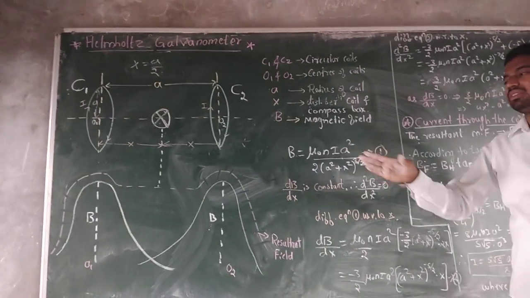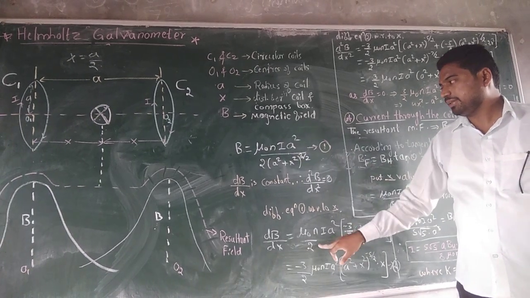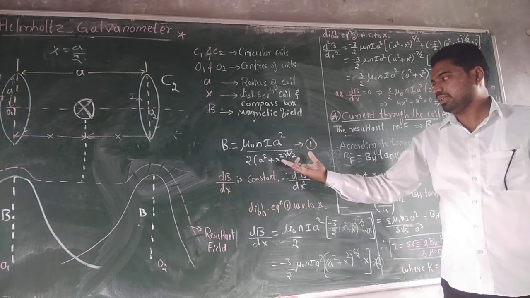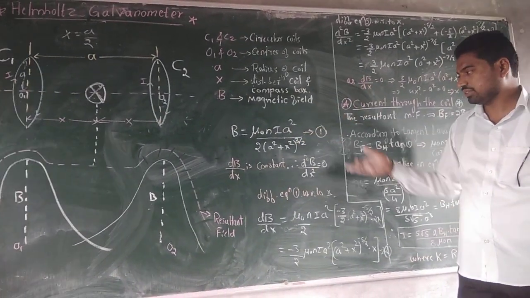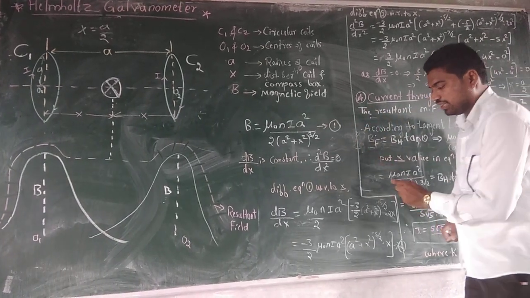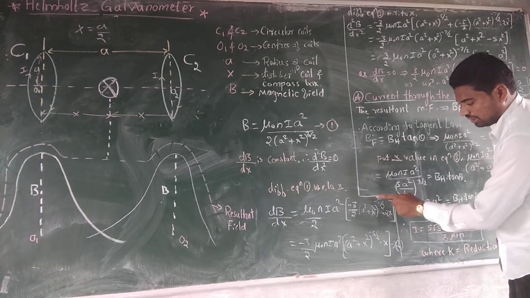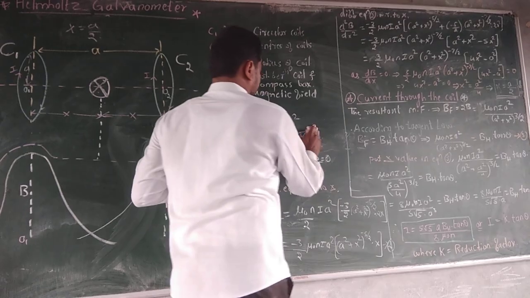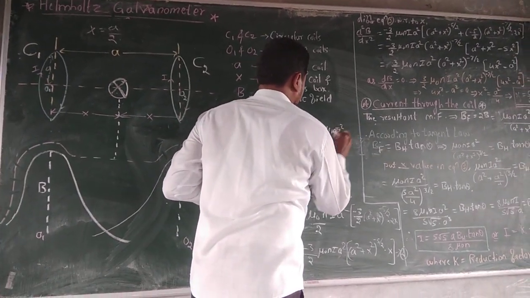Take the constant term outside. Here the constant term mu naught n I a square divided by 2 you have to take outside. The remaining term is (a square plus x square) raised to 3 by 2. Take this to the numerator side, that means (a square plus x square) raised to minus 3 by 2. We have to differentiate that term only, that is minus 3 by 2 times (a square plus x square) raised to minus 3 by 2 plus 1.